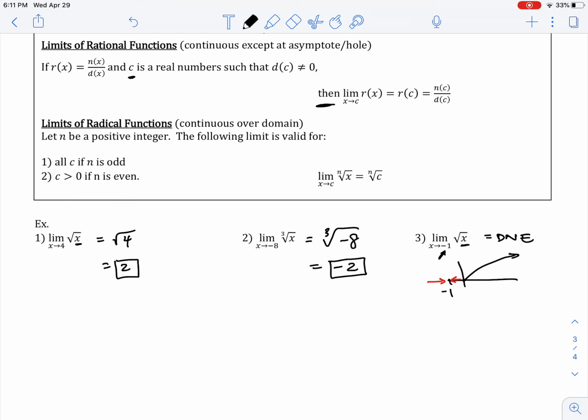Okay? So hopefully that helps give you some practice working with some basic limit properties and also being able to evaluate limits using direct substitution and really answering the question of when it is you're allowed to do that.